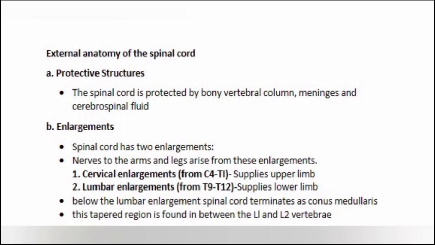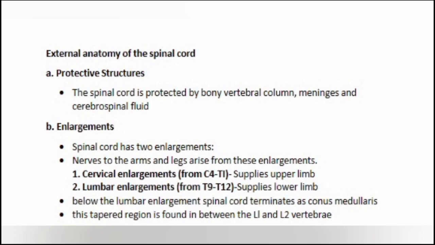First let us learn about the external anatomy of the spinal cord. It is divided into 4 types: protective structure, enlargements, segments and spinal nerves. As the name protective structure says, this protects the spinal cord; these are the bony vertebral column, meninges and cerebrospinal fluid. I have already told you that I will explain the cerebrospinal fluid later, right? So I will explain it at the end of the video.